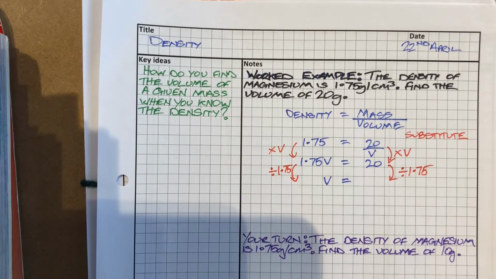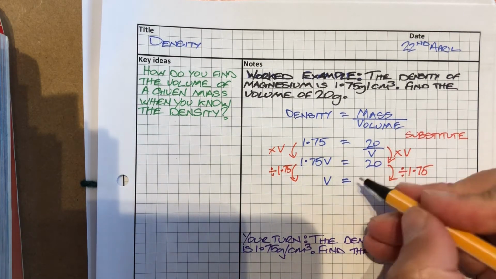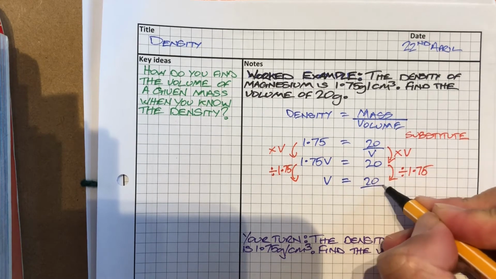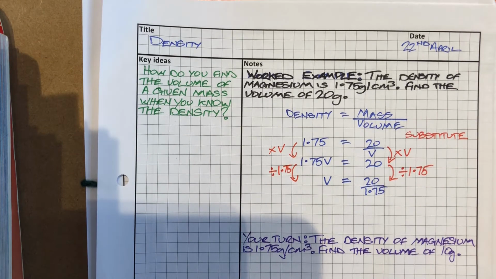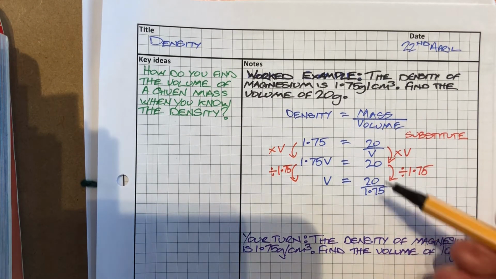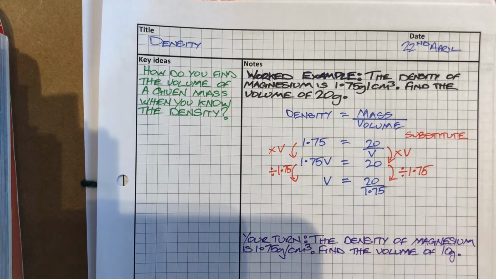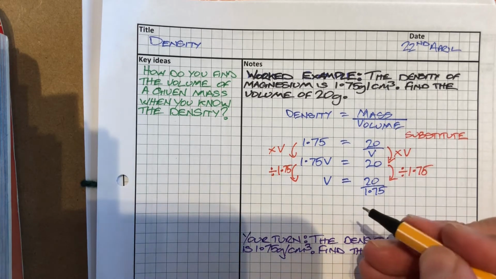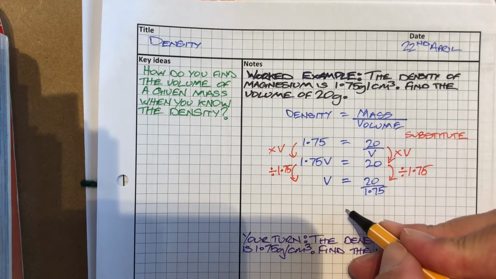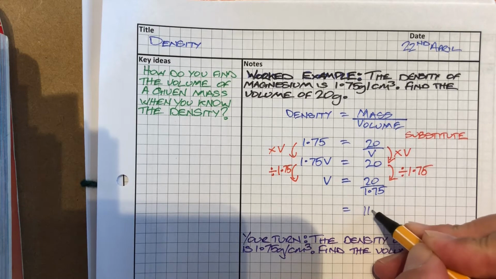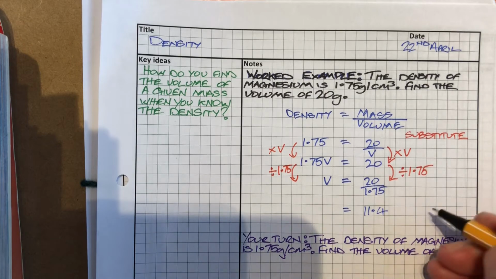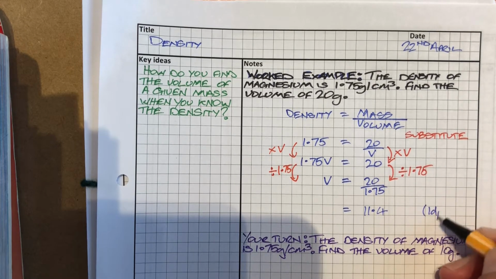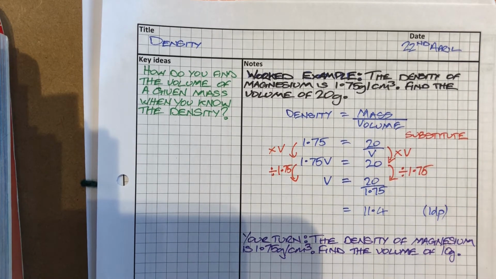I'd probably reach for my calculator at this point, but I'm going to write it in as 20 over 1.75. Make sure the examiners know that I know what I'm doing. Type that into my calculator, 20 divided by 1.75, and that comes out at 11.4. That's rounded off. I've rounded that to 1 decimal place. It seems a reasonable degree of accuracy.